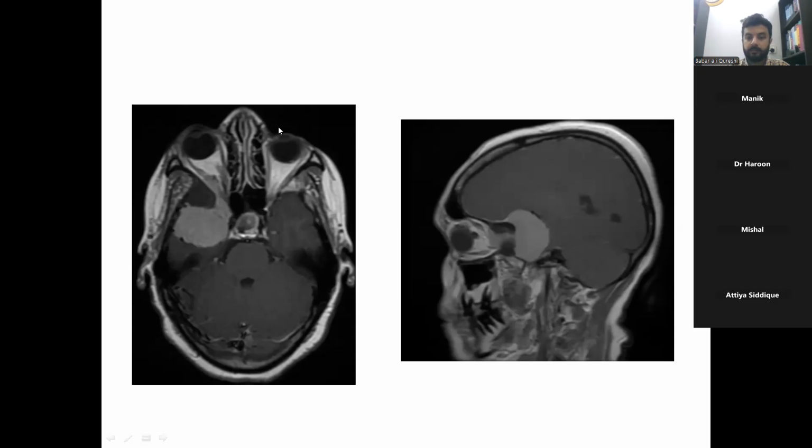And skin, these are all common. Skin infection, wound infection.